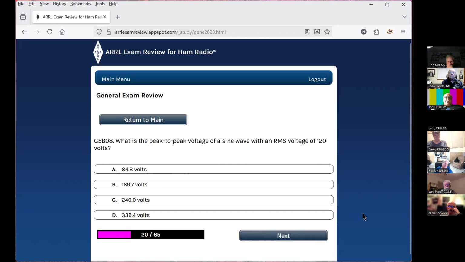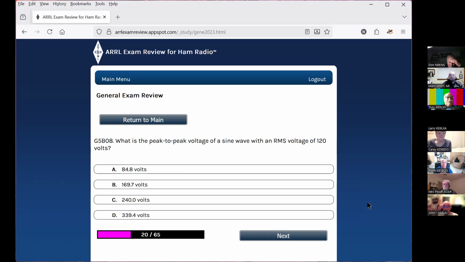What is the peak-to-peak voltage of a sine wave with RMS voltage of 120 volts? A, 84.8, B, 169.7, C, 240, or D, 339.4 volts? So you want to get peak to peak from RMS. 1.414 times the RMS voltage. And what does that get you, Colonel? 168.